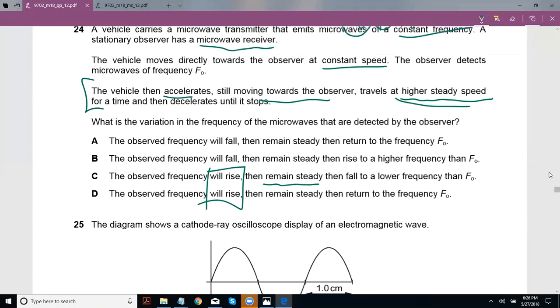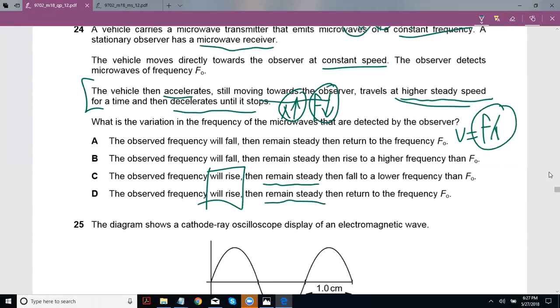And then it travels at a steady speed. So the observed frequency should remain steady because now the wavelength, the degree of wave squishing, you could say, is the same. So the wavelength is the same, so the frequency is remaining the same. When it decelerates, then the waves are more spread out. If they're more spread out, lambda increases, which is the same as saying frequency decreases, because obviously v equals f lambda, in case that wasn't obvious. So they follow an inverse relationship because v has to remain constant. Anyhow, lambda increases, frequency decreases, so it would fall.